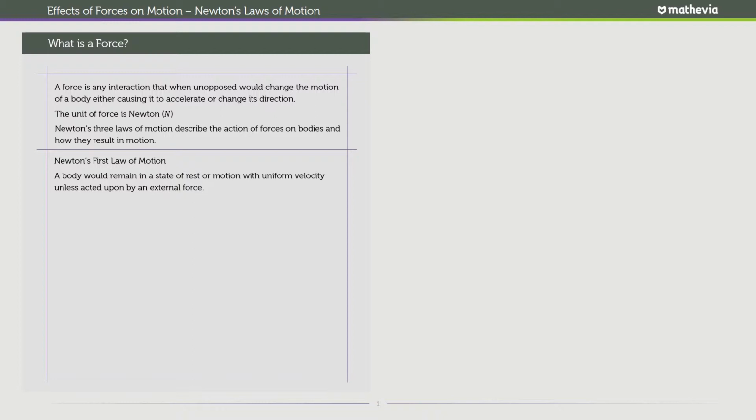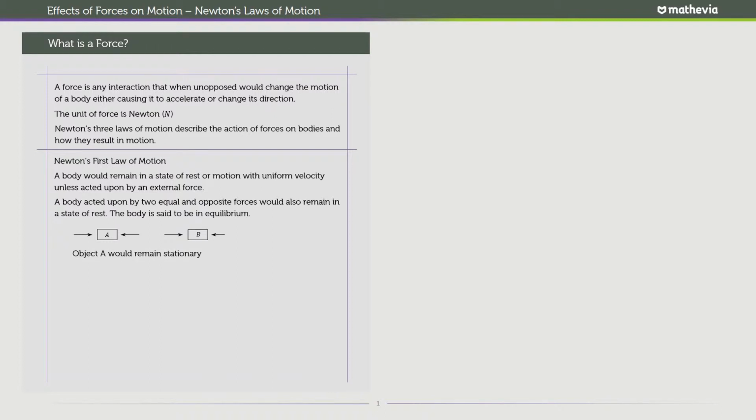Now, that's Newton's first law of motion, and it also says a body acted upon by two equal and opposite forces would also remain in a state of rest, and this body is said to be in equilibrium. So we have these two bodies, A and B. A has two equal forces acting on it, and B has a larger force on the left and a smaller force on the right. When you bring the forces together, the total resultant force acting on A at the moment is 0, and for that reason, A would stay stationary.